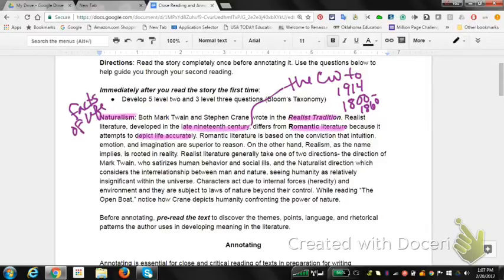Okay. Romantic literature is based on the conviction that intuition, emotion, imagination are superior to reason. And actually, I'm going to go ahead and go back. I'm going to put that in a different color because that'll be something that we might look at later on if we have some time this year. If not, you'll know this for future purposes. Romantic literature is based on the conviction that intuition, emotion, imagination are superior to reason. Okay, this is where you get our Edgar Allan Poe, our Nathaniel Hawthornes, our Herman Melvilles. Those should be pretty famous authors for you guys.